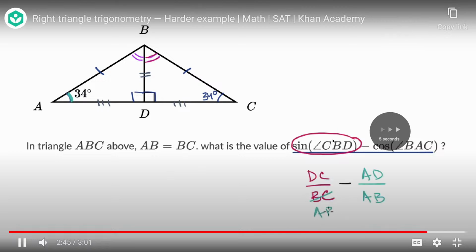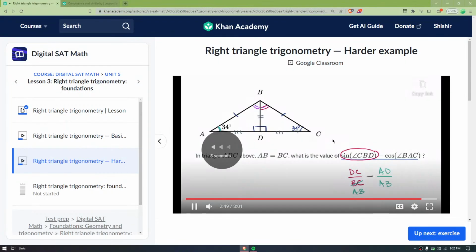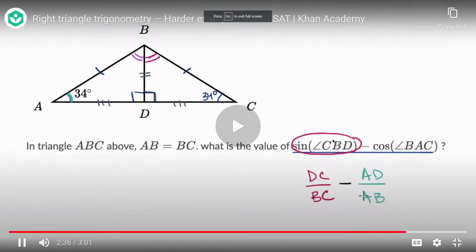How do we figure out this AB? We also know that AD over AB minus DC over BC. How do we figure out what this is going to be equal to?